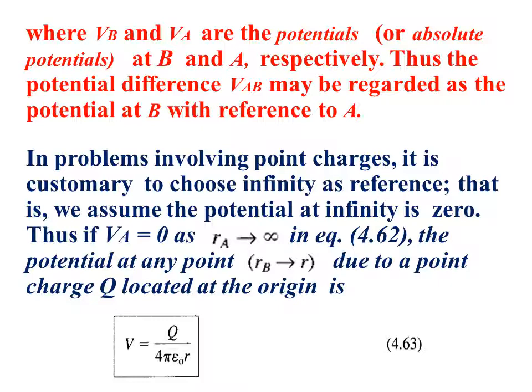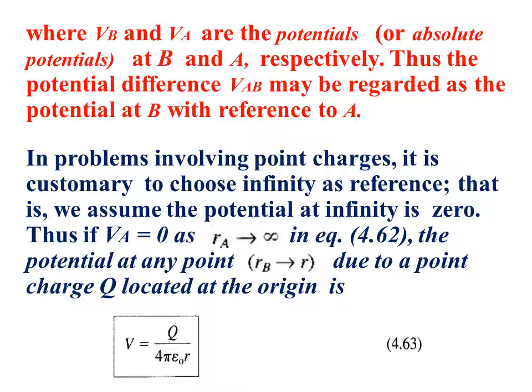So where VB and VA are the absolute potentials at B and A respectively. Thus the potential difference VAB may be regarded as the potential at B with reference to A. In problems involving point charges, it is customary to choose infinity as reference. That is, we assume the potential at infinity is 0.